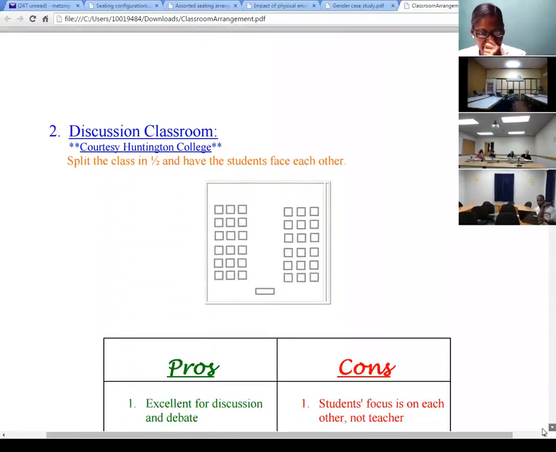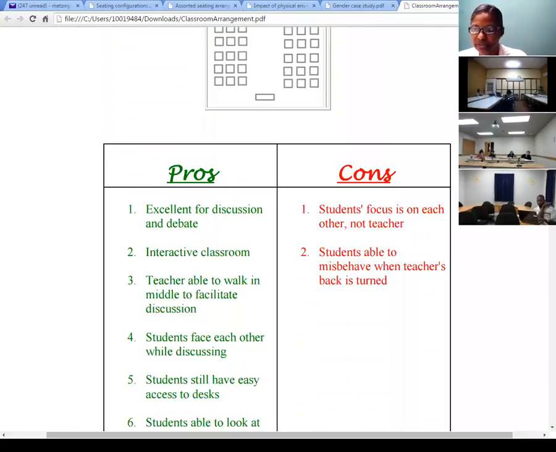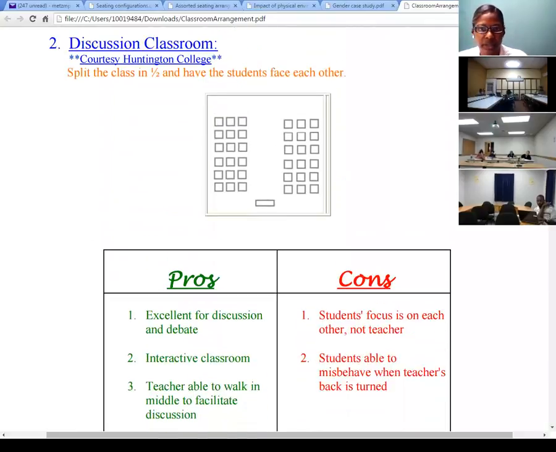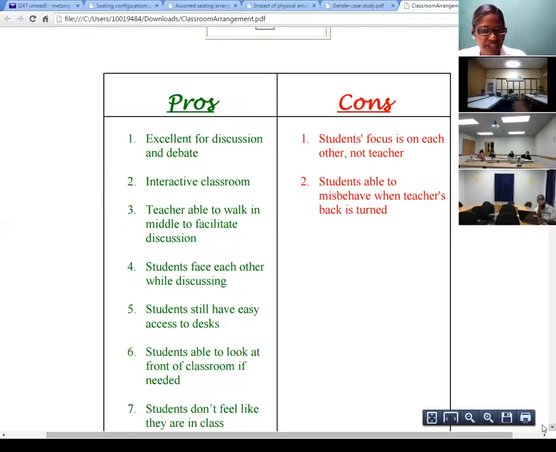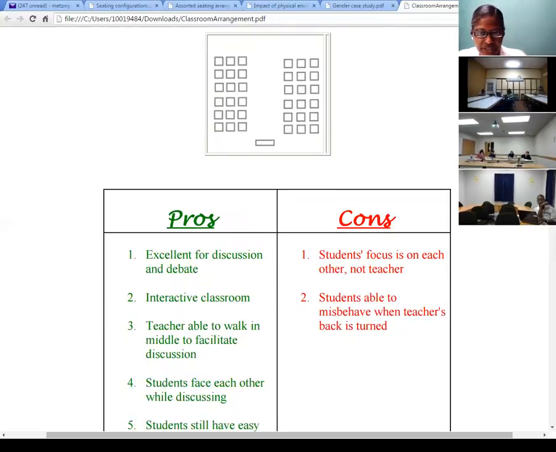We looked at one like this before. Oops, I missed it. It says split the class in half. The students, however, are facing each other. So this side is actually facing the students on this side. Whoa. That's the interesting one. Teacher is still at the front, but they're not facing the teacher, they're facing each other. It says it's excellent for discussion and debate. Interactive classroom. Teacher is able to walk in the middle to discuss and to facilitate. Yes, we can see that.